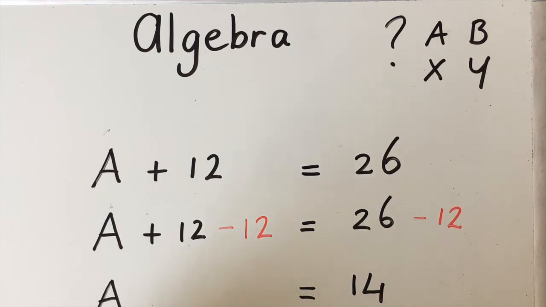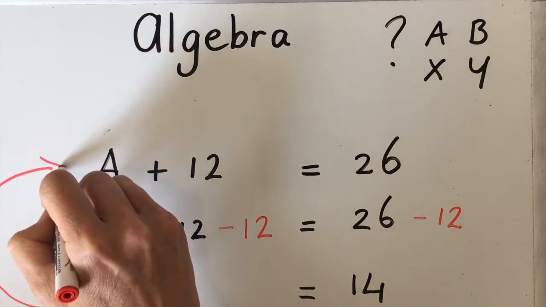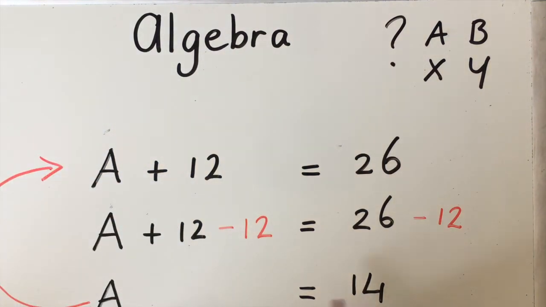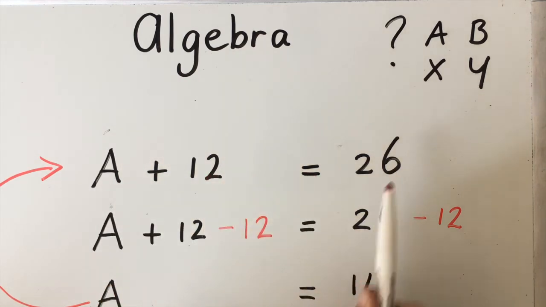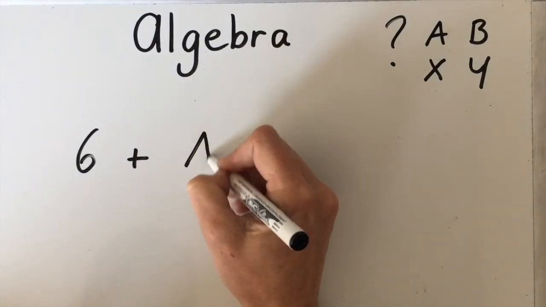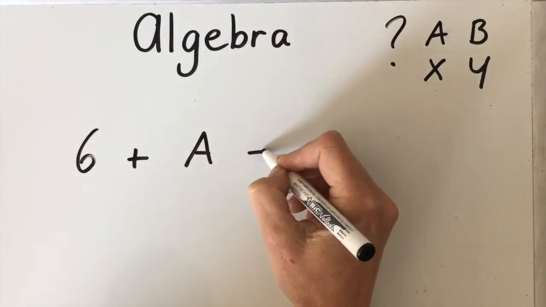In order to make sure if I did it correctly, I can always put this A back into the first problem I started with. And let's check. If A is 14, then it would mean 14 plus 12 equals 26, and that is correct. 6 plus A equals 18.